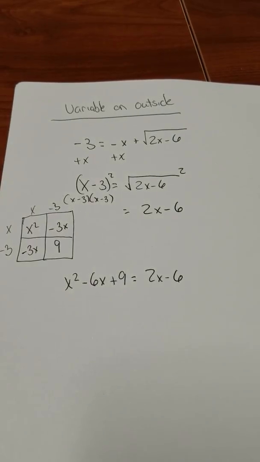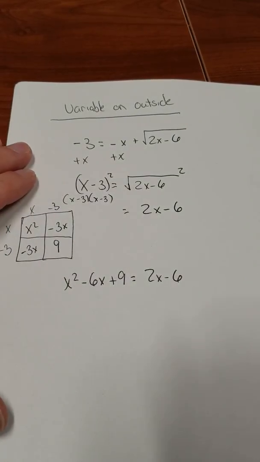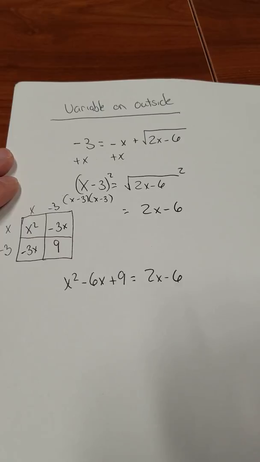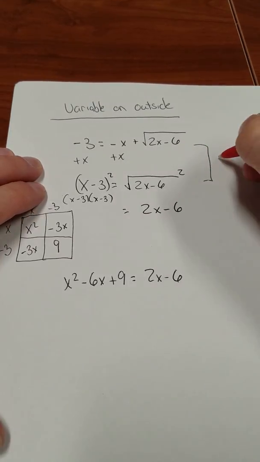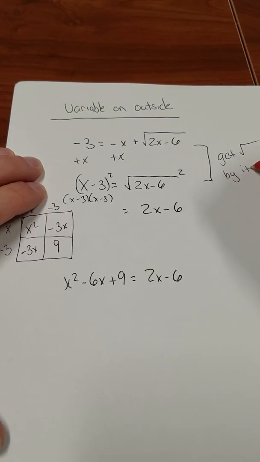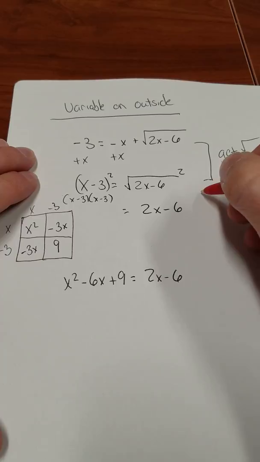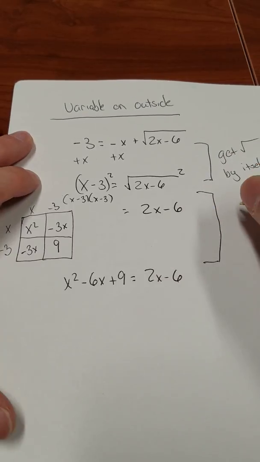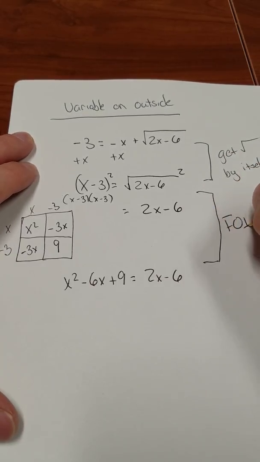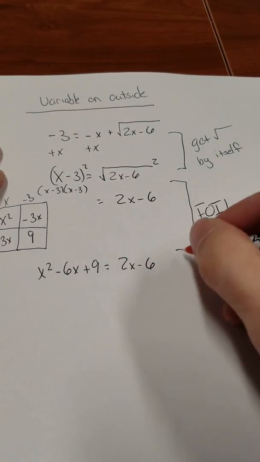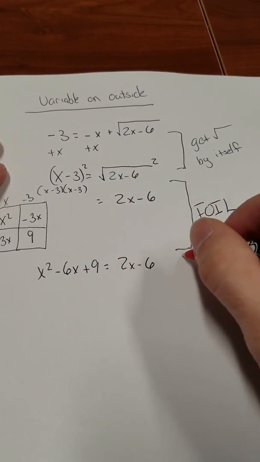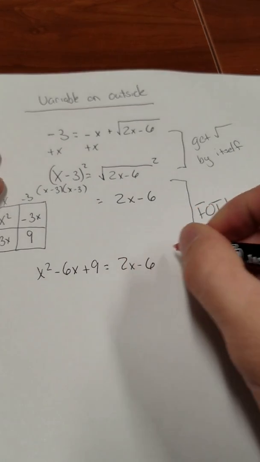So remember, you have to FOIL out that side. Now we have to get it set equal to 0. So this step here was get square root by itself. All of this was basically FOIL or box method, whichever way you want to look at that. Now, from here down, this is going to be solving quadratics.